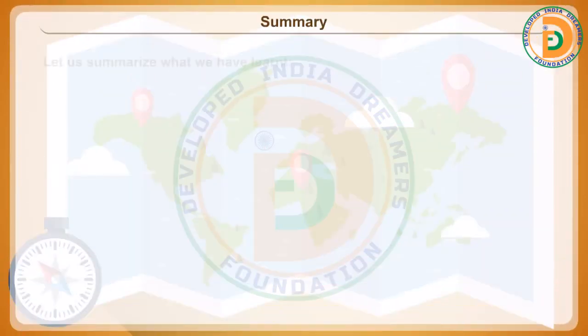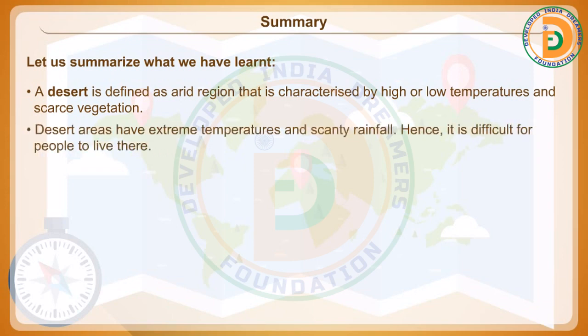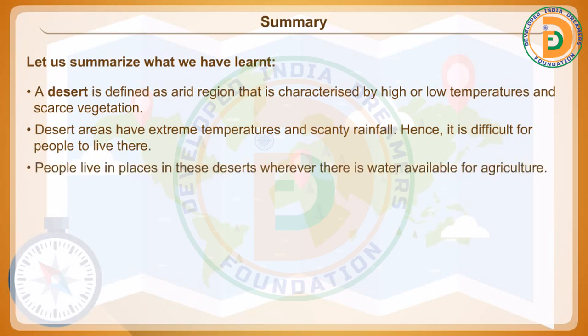Summary. Let us summarize what we have learned. A desert is defined as an arid region that is characterized by high or low temperatures and scarce vegetation. Desert areas have extreme temperatures and scanty rainfall. Hence, it is difficult for people to live there. People live in places in these deserts wherever there is water available for agriculture.